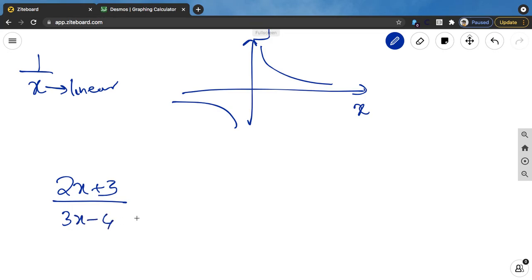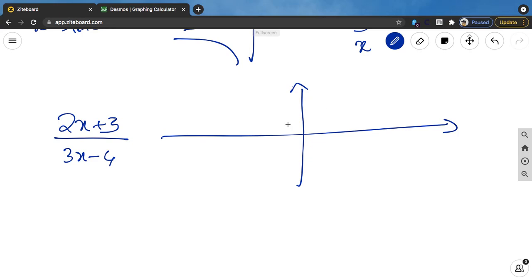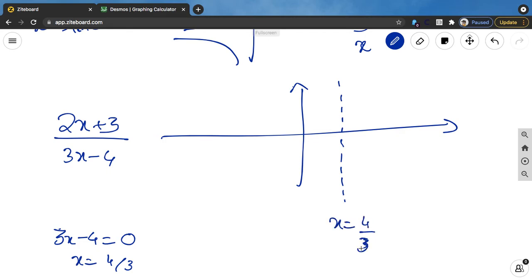Take any rational function. The basic structure of the rational function is going to be very similar to the reciprocal, but it will be bounded by a vertical asymptote. What is the vertical asymptote here? Well, the vertical asymptote is where the denominator becomes 0. Whenever the denominator becomes 0, the function becomes undefined. So that is the place where there is a vertical asymptote, which means the function cannot take this value. The function can never take the value x equal to 4 by 3.